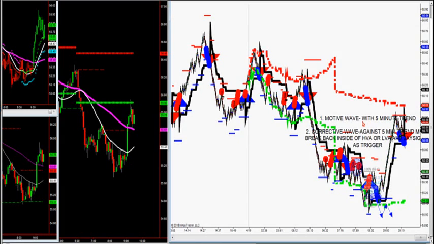Are we all clear on that now on the corrective waves? It should be very clear in a corrective wave because you can't take a corrective wave unless you get back inside of LVA or HVA. All right, hand me a Y if you understand. Everybody on the same page?